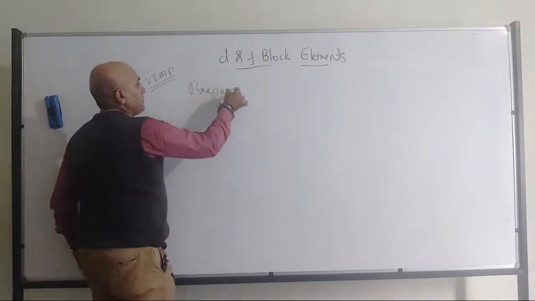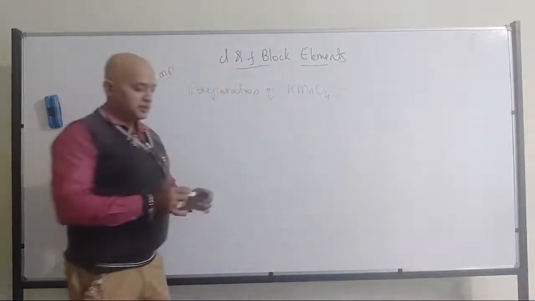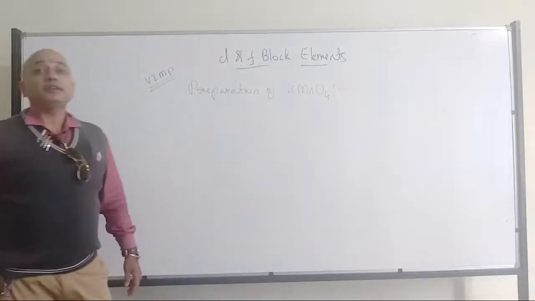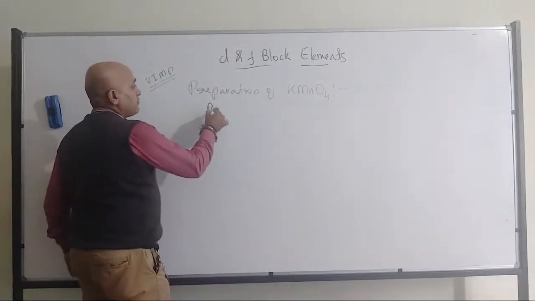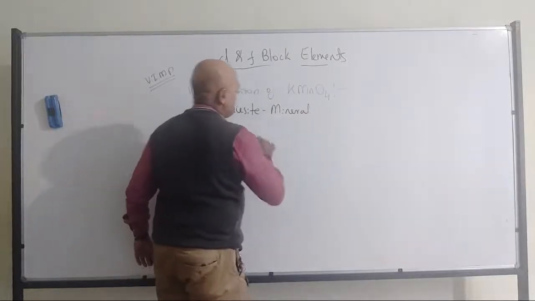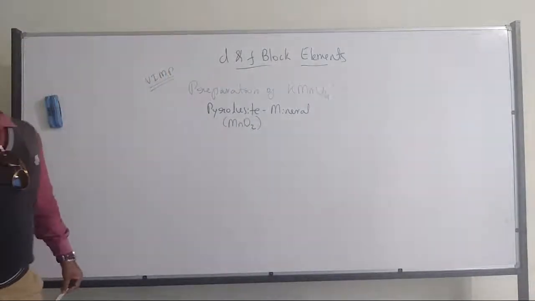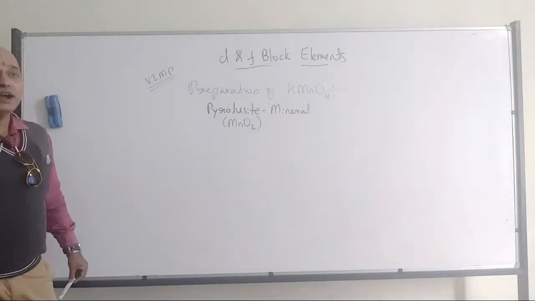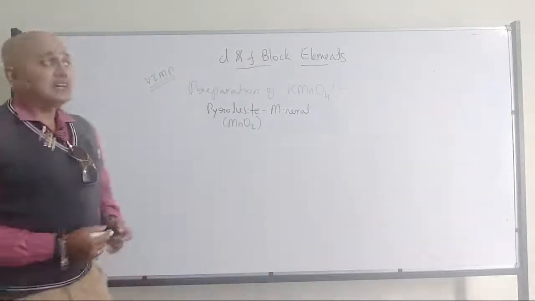That is the preparation of KMnO4. Commercial preparation. Now, it will be prepared by using the pyrolusite mineral. Pyrolusite means it will have manganese oxide as its important component. So chromite ore for potassium dichromate, and for potassium permanganate it will be pyrolusite, which is a mineral of manganese, present as MnO2.